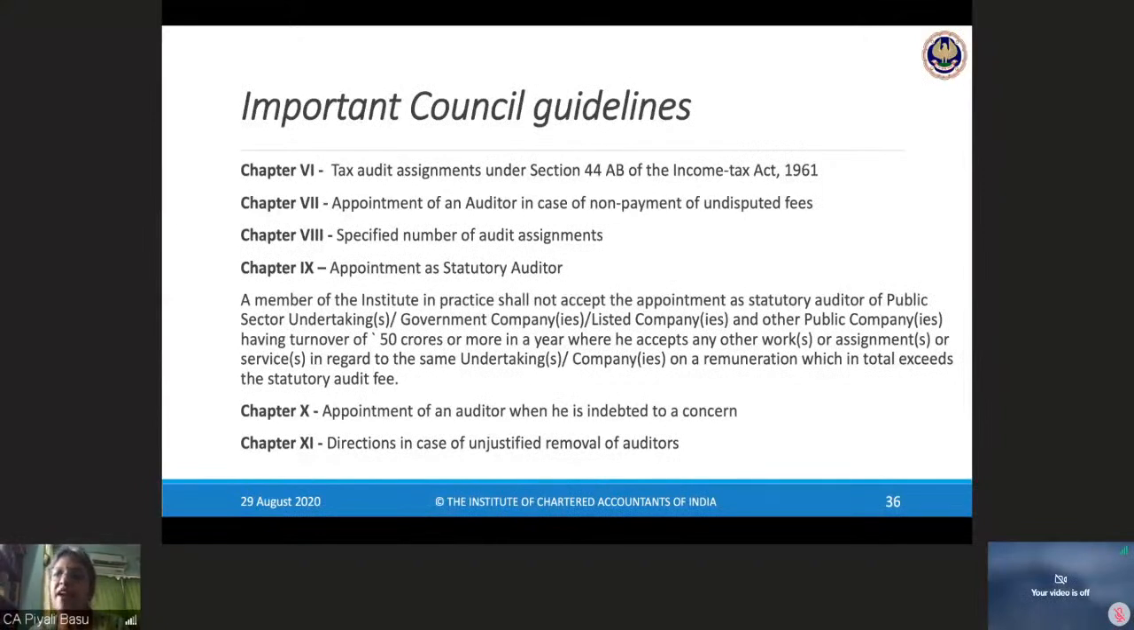So if we do not have common partners, then there is no problem. But if you have common partners, then there is a problem. The fee will be taken into consideration there. If the management consultancy fee is more than the statutory audit fee, you cannot take up such a job. Okay.